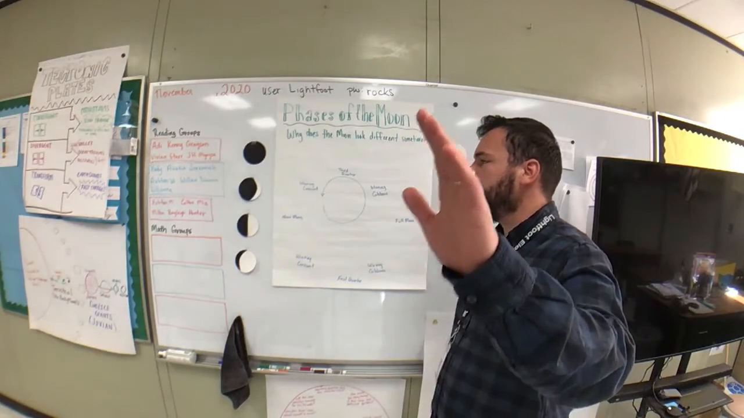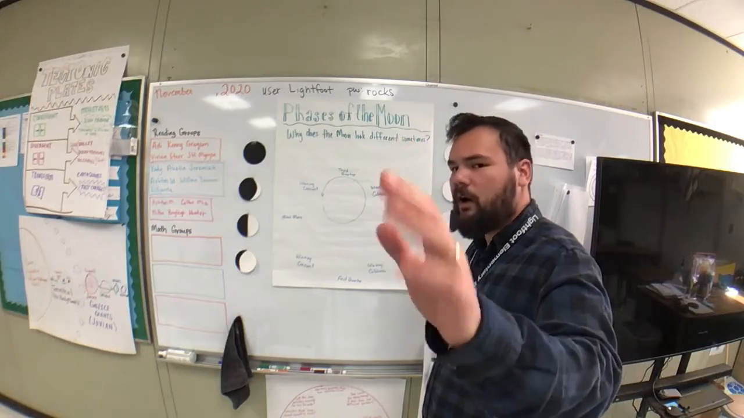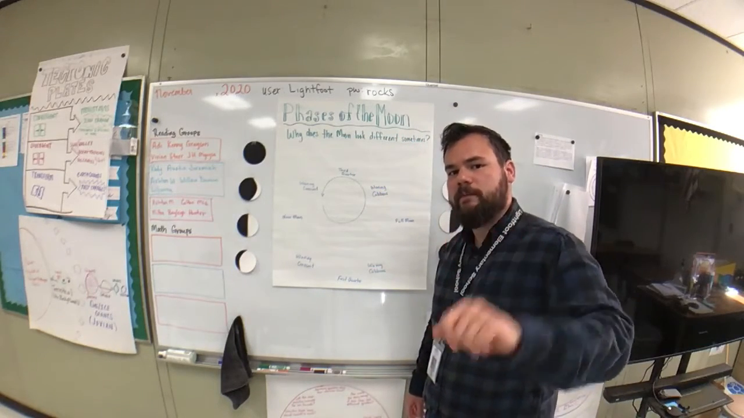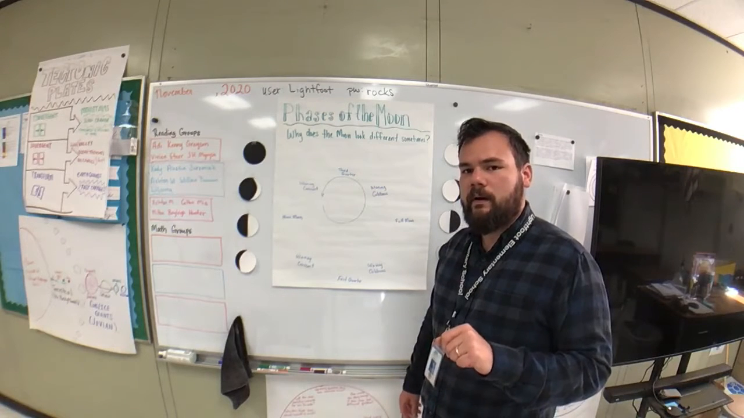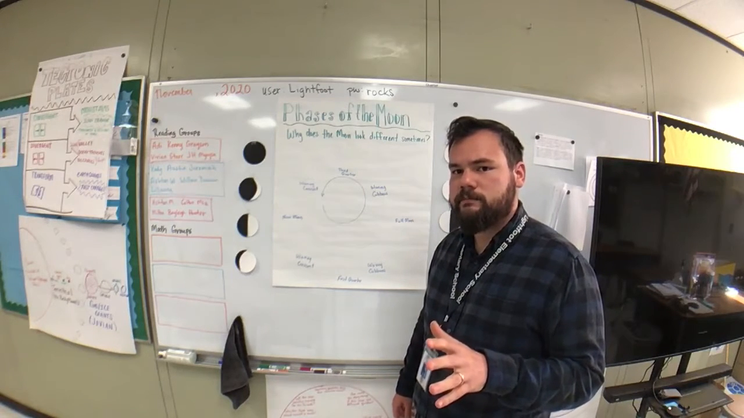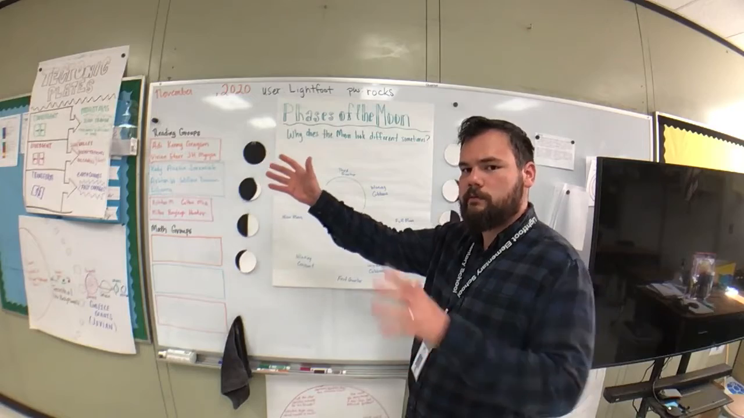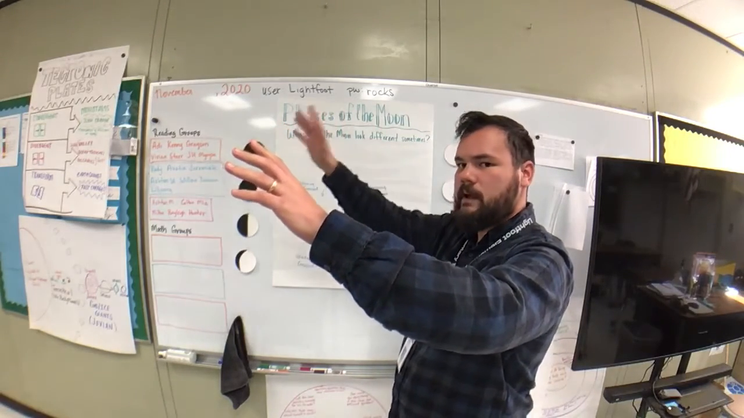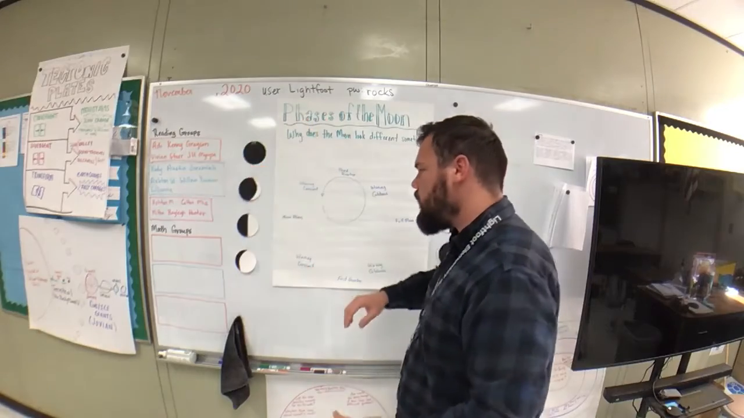Now, what's causing the moon to show is the reflection of the light from the sun. And depending on how we are positioned in relation to the moon and the sun, the light is reflecting in different spots. So let's talk about that.